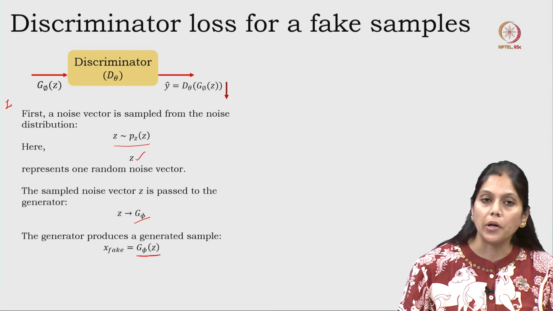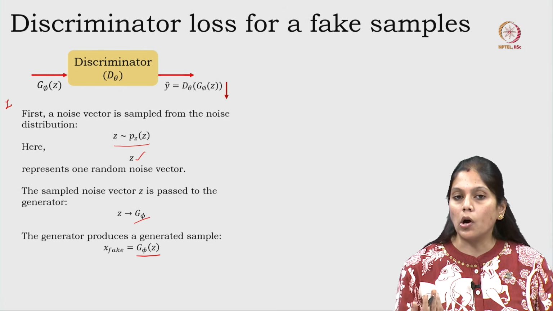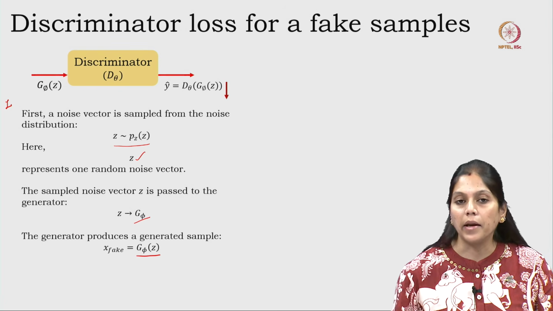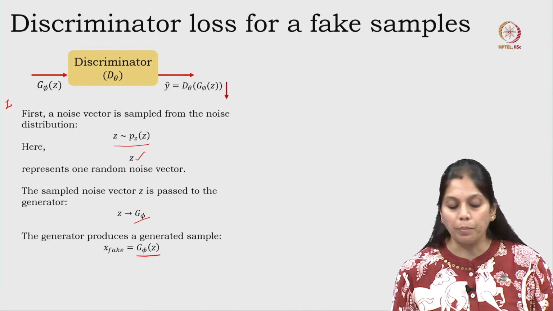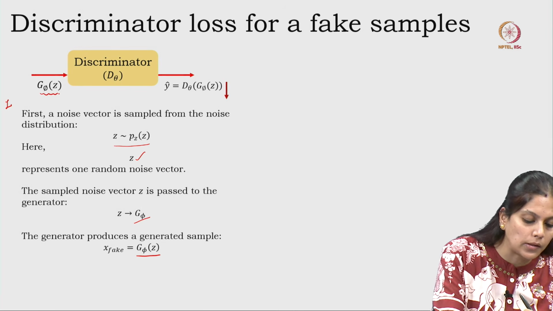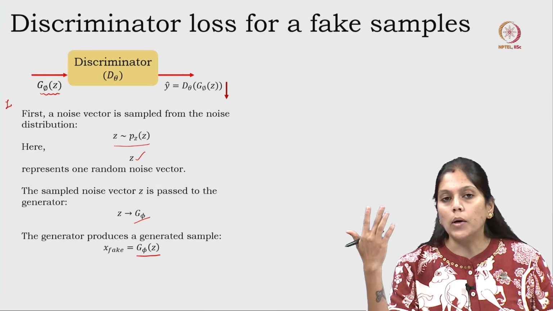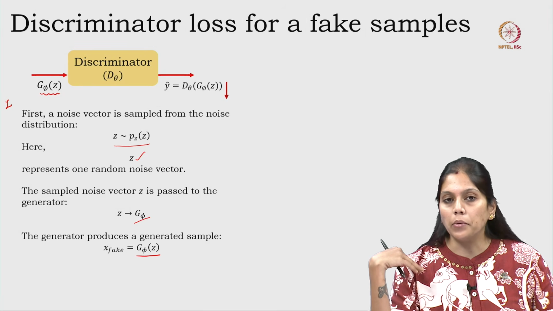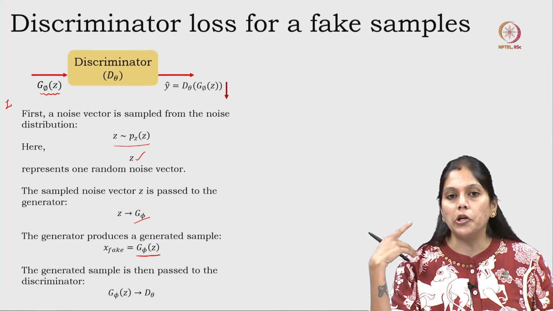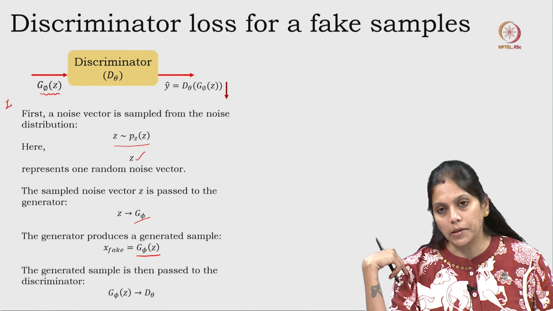This is the generated sample. We can even call it X hat or X fake. This is what we have obtained, so we have now reached this step. Once we get the generated sample, what is the next step? We have to pass it to a discriminator, right? The generated sample is then passed to a discriminator.